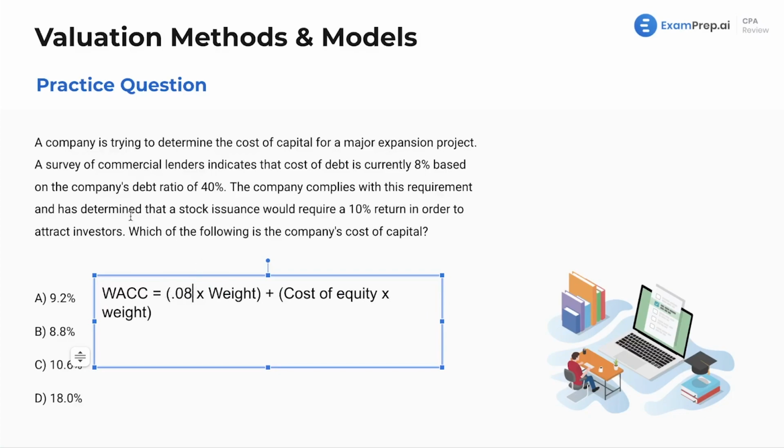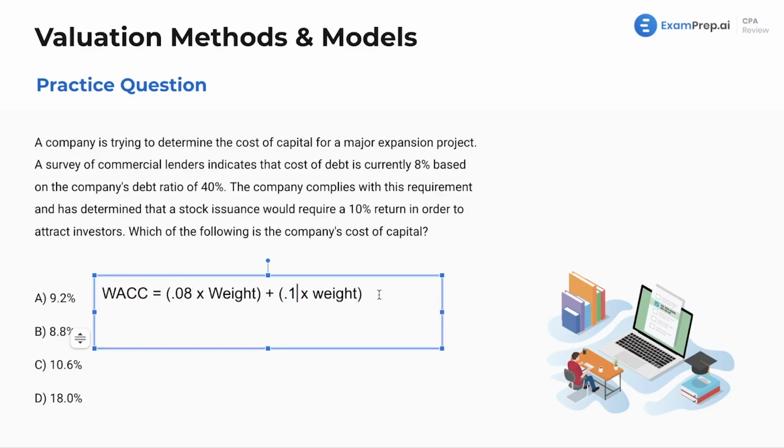Company complies with this requirement and it has determined that a stock issuance would require a 10% return in order to attract investors. That is classic wordage for our cost of equity. We need to make at least 10% to attract investors. Investors invest in us. They give us capital. They give us equity. Awesome. We have our costs. Now, what are our weights?